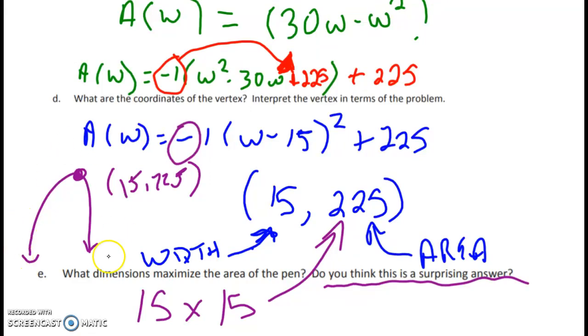And what this parabola is representing is that any width on here will give me an area. So if I had a width of 2, I would have an area less than 225 because it would be 2 by 13. So I'd have an area of 26 square feet. So this is asking what is the maximum area given the fact that I only have 60 feet of material to work with. So if she builds a 15 by 15 pen, then her dogs will fit in.